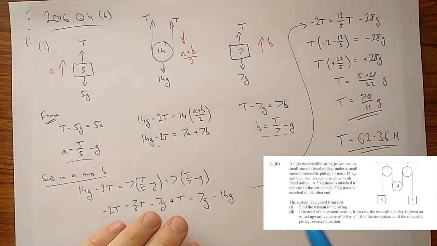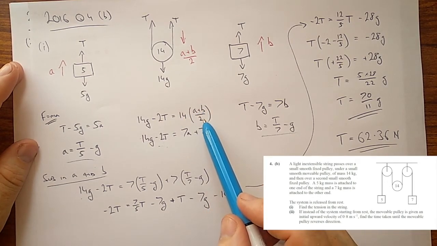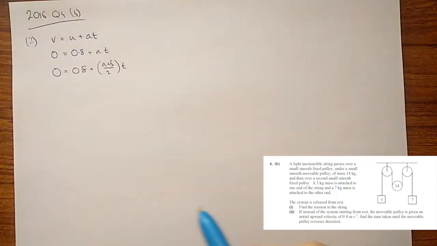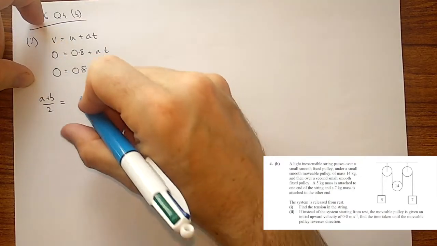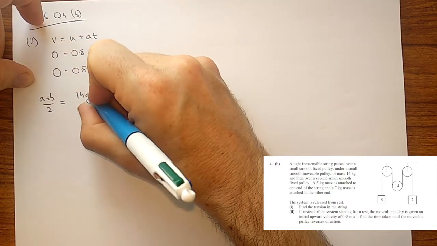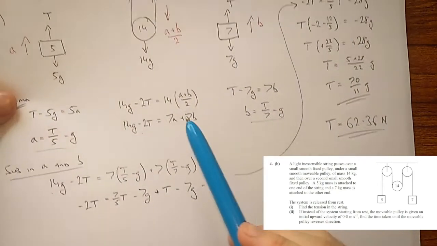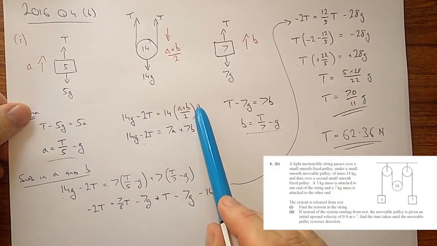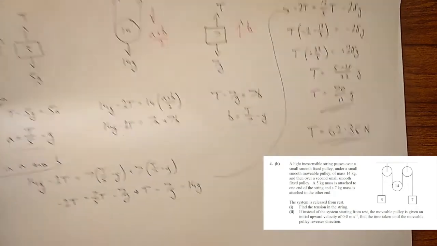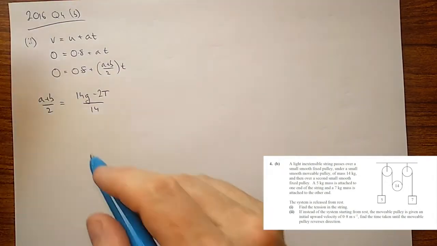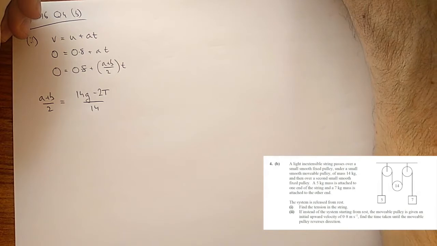Okay, so again, coming back here to this one, we're actually pretty close to getting a plus b over 2 because we have it sitting in there in this equation. So what we're going to say is that a plus b over 2 is going to be equal to 14g minus 2t all over 14. So what we've done is we've taken this equation here, we divided by 14 on this side, and we have our acceleration of the movable pulley. Okay, well, what we need now is to figure out t.